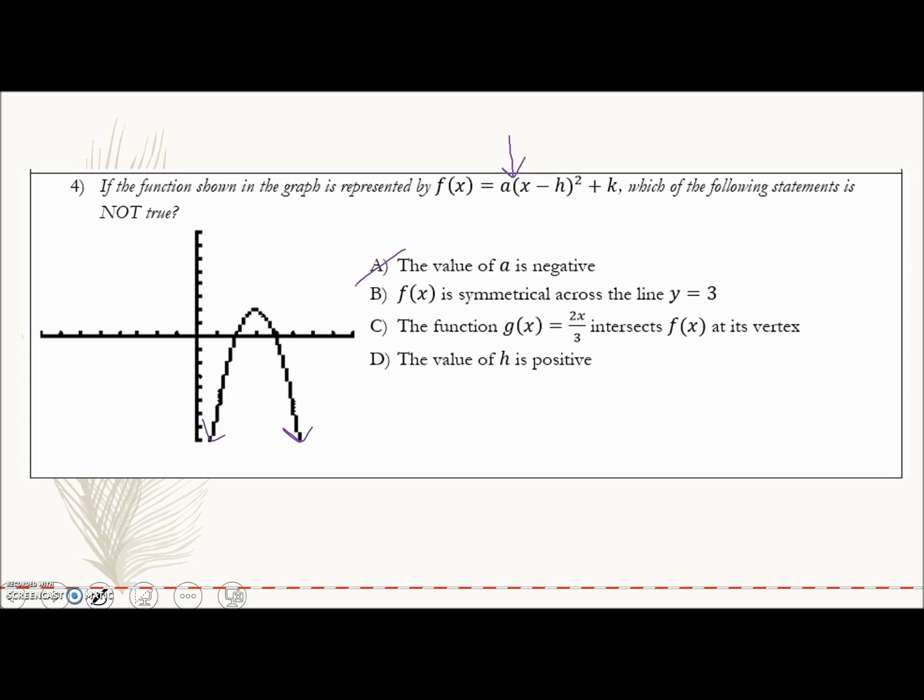B, f of x is symmetrical across the line y equals 3. In our notes, the axis of symmetry is the line that cuts right through the vertex down the center of it. So this is cutting through the value of x equals 3, not y equals 3. Y equals 3 would actually be here. So that means B is not true, so B is our answer.